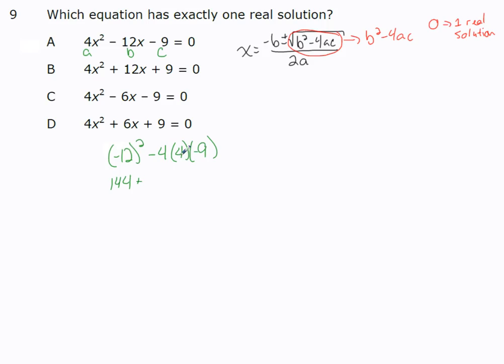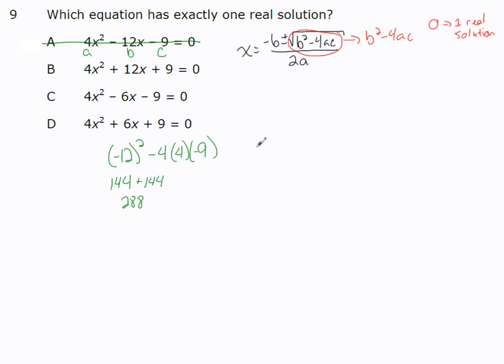And even though 4 times 4 times 9 is 144, we have plus in the middle, so this is going to give us 288, which is positive, so that means this one has two real solutions, so it's not going to be our answer. Let's try B.